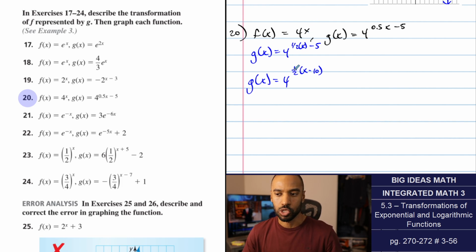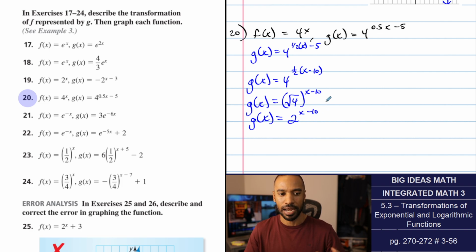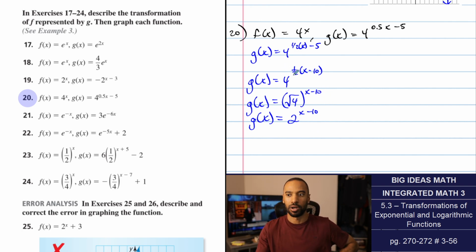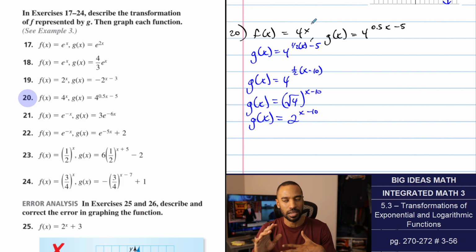The next bit of this is the 1/2 can be referred to one of two ways. Either a horizontal stretch by a factor of 2, or you can treat this as 4 to the 1/2 power, which is the square root of 4 raised to the x minus 10, and the square root of 4 is 2. My personal version of this graph that I would love more than anything else for g of x is this, 2 to the x minus 10 power. I know the parent function has a 4 there. That's the only difference of why you might not want to do that. It's all up to you.